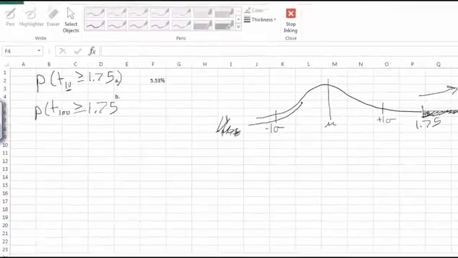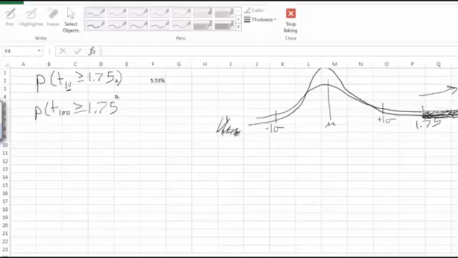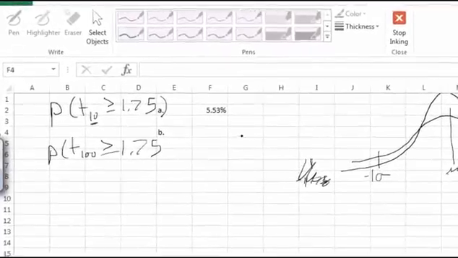Well, it's going to look much more like the standard normal. And so what's the area under that going to be? It's going to be a lot less. And let's verify that by setting it up here.